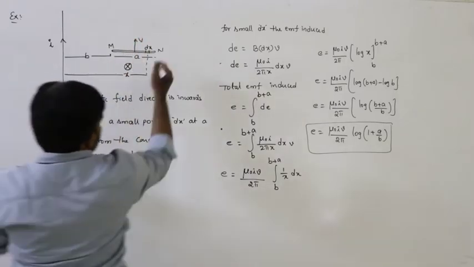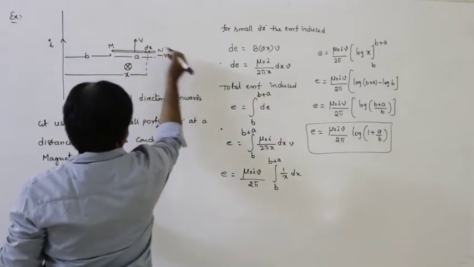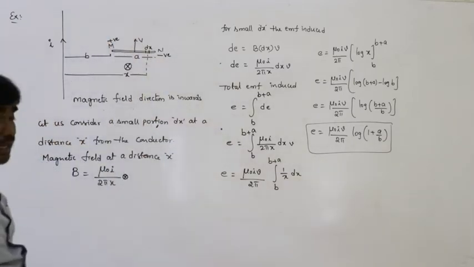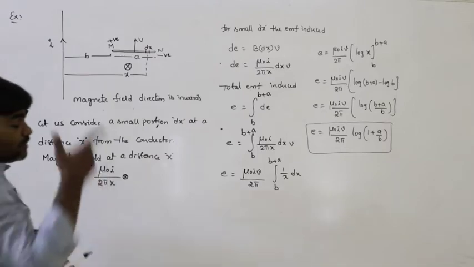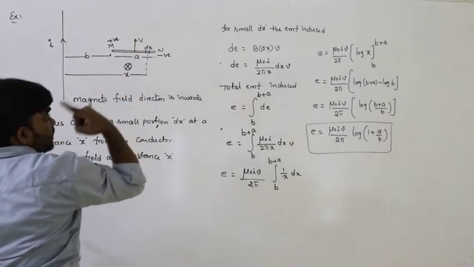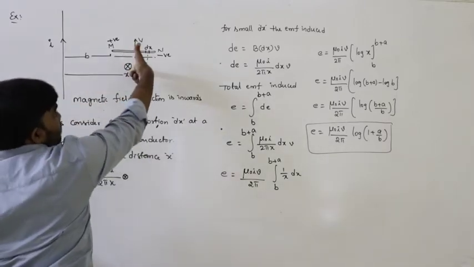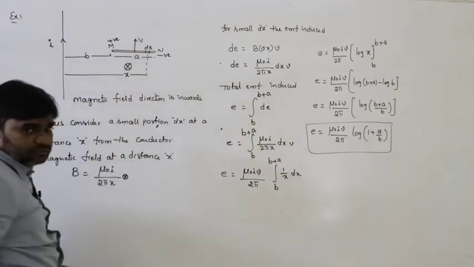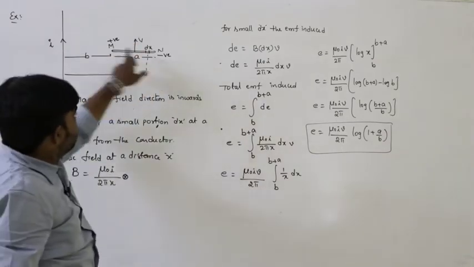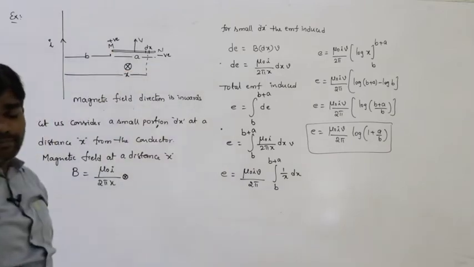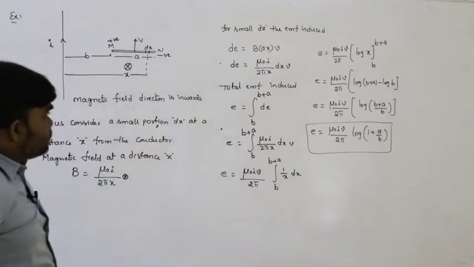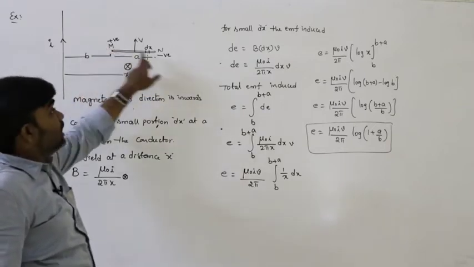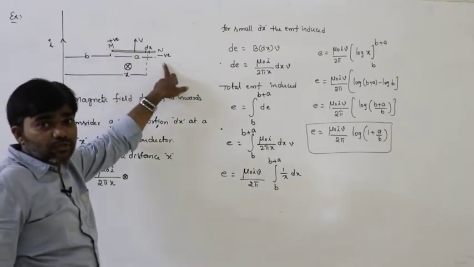This is from the negative terminal. So N becomes the negative terminal, M becomes the positive terminal, because of Fleming's right hand rule. The forefinger indicates the direction of the magnetic field, the thumb indicates the direction of motion of the conductor, and the central finger indicates the direction of the induced EMF. That is negative terminal, positive terminal. So which one is at more potential? M is at the more potential and N is at the less potential.